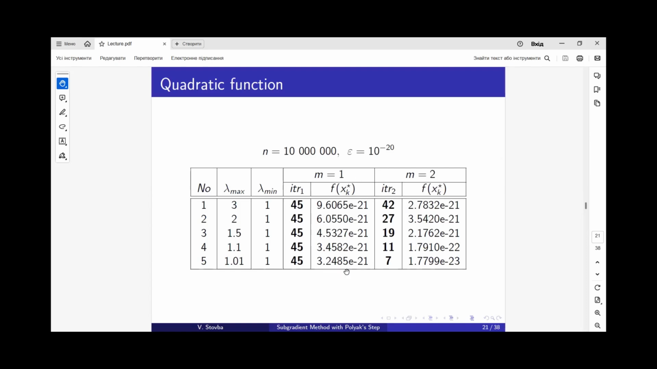As you see, the iterations highlighted in bold are a pretty small number, like 45, for all m equals 1 situations with all ratios of eigenvalues, max and min. And if we have m equals 2, we have 42, 27, and it decreases as the ratio decreases here.